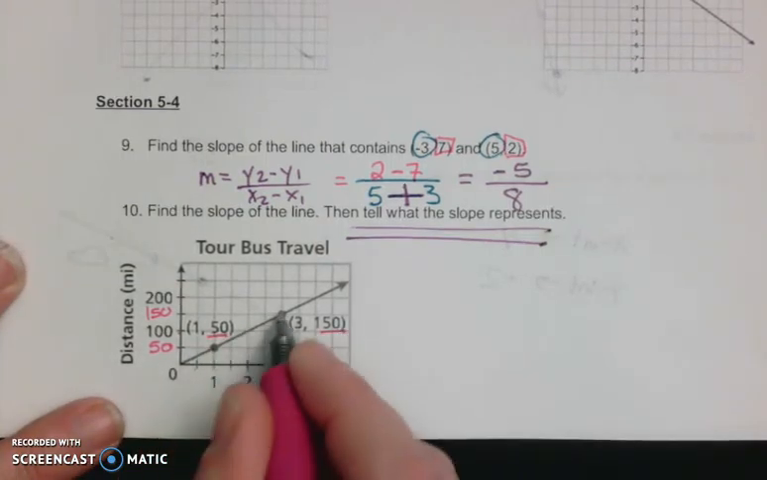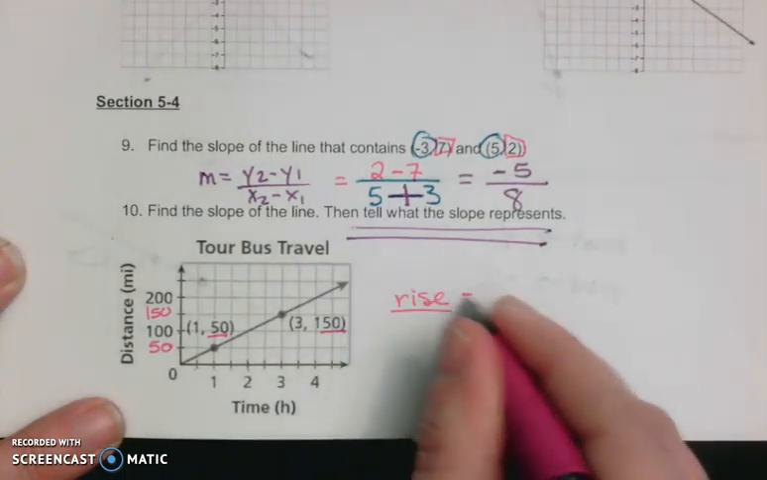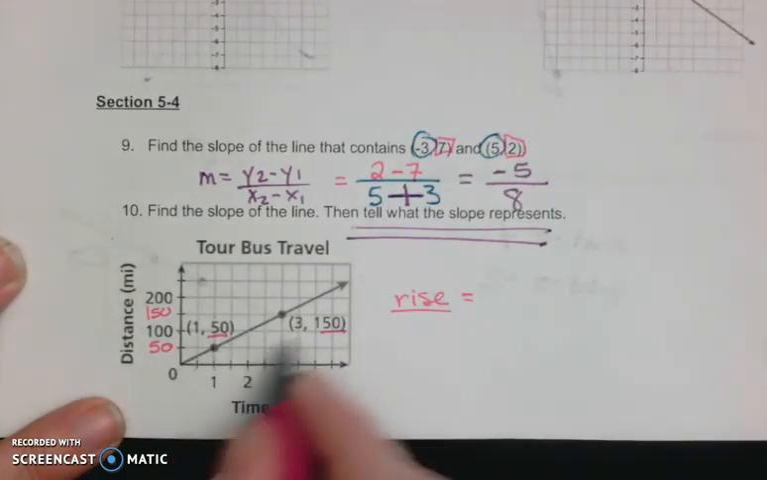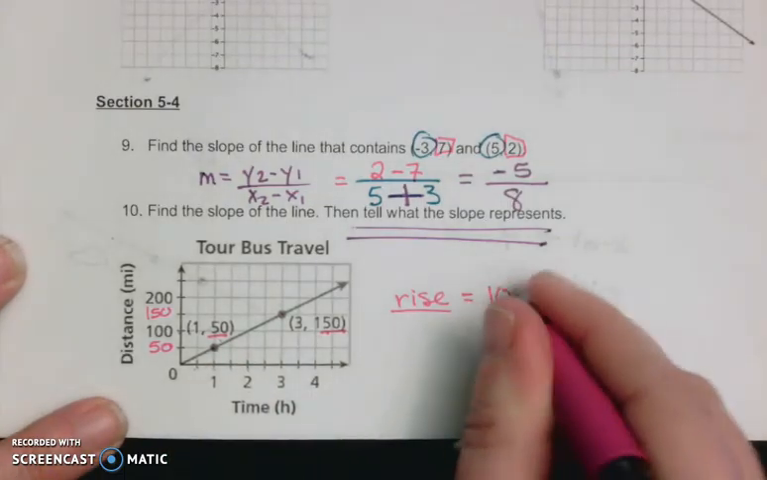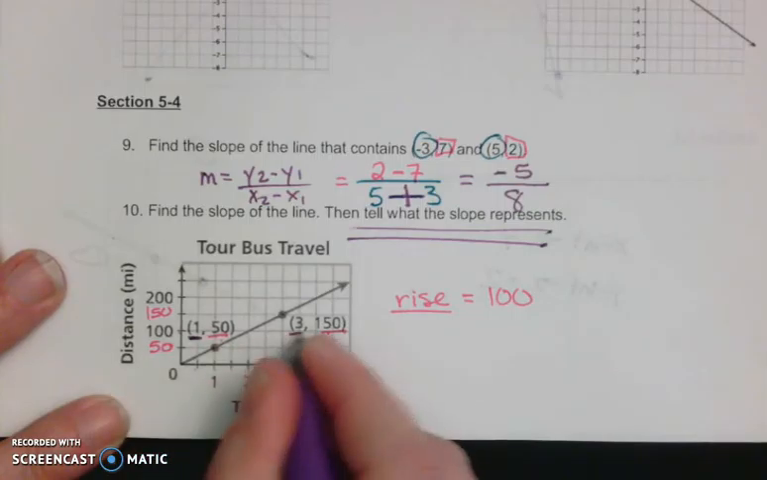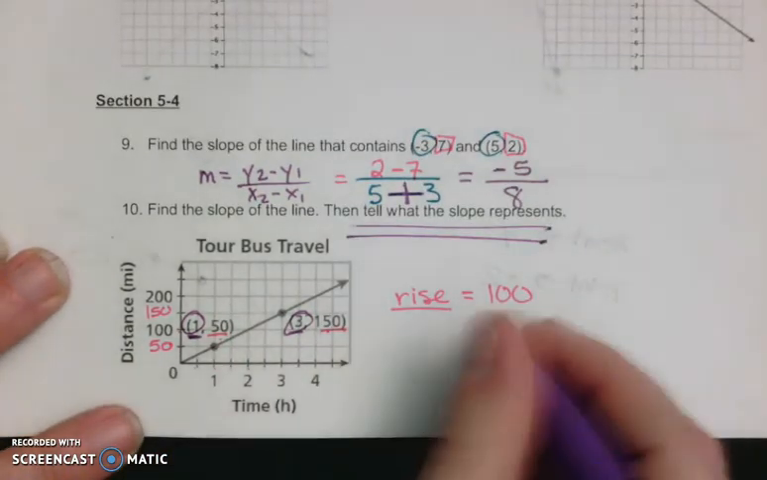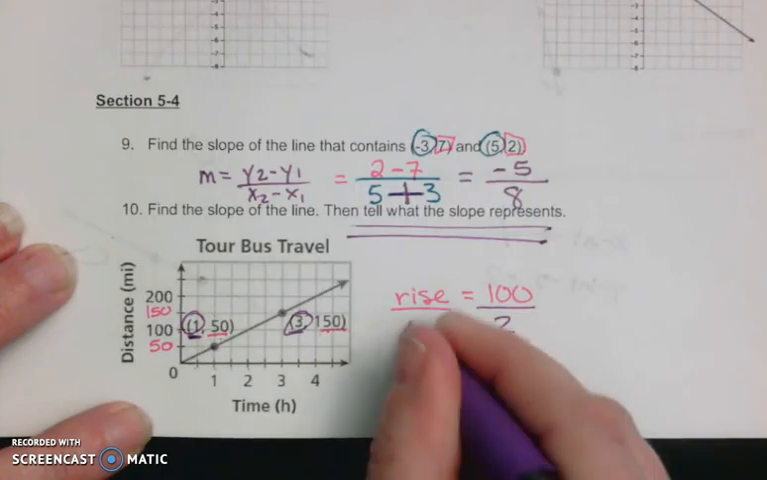So going from here to here, your rise, how far up did you go? So if I went from 50 to 150, how far up is 50 to 150? That's a rise of 100. And then you look how far over. I went from 1 to 3. You want to use these points. 1 to 3, that means I went over 2 for my run.